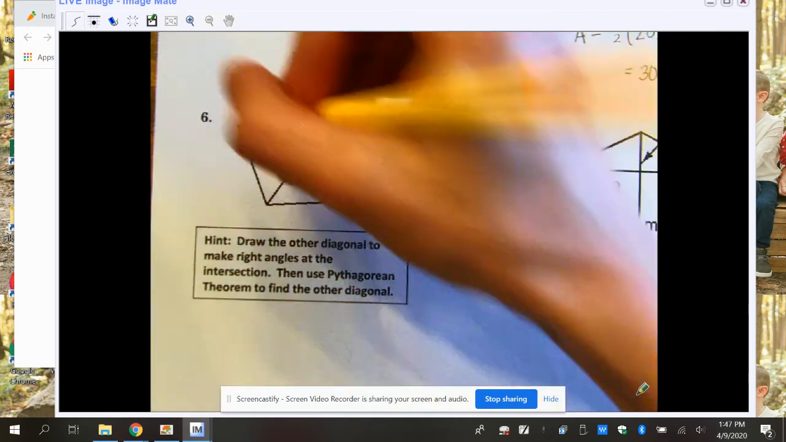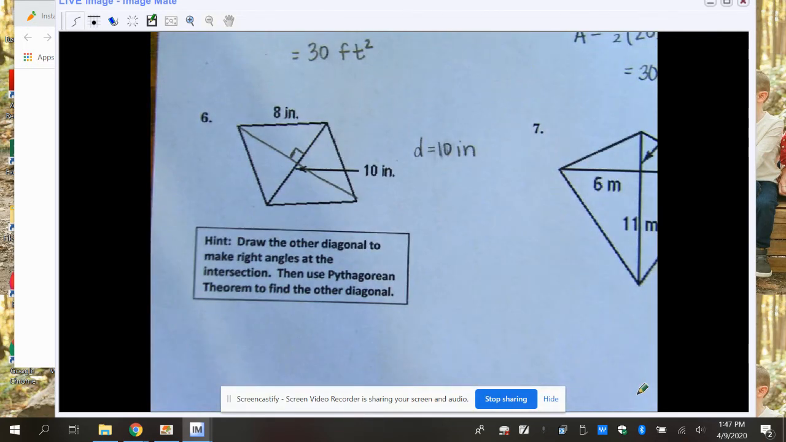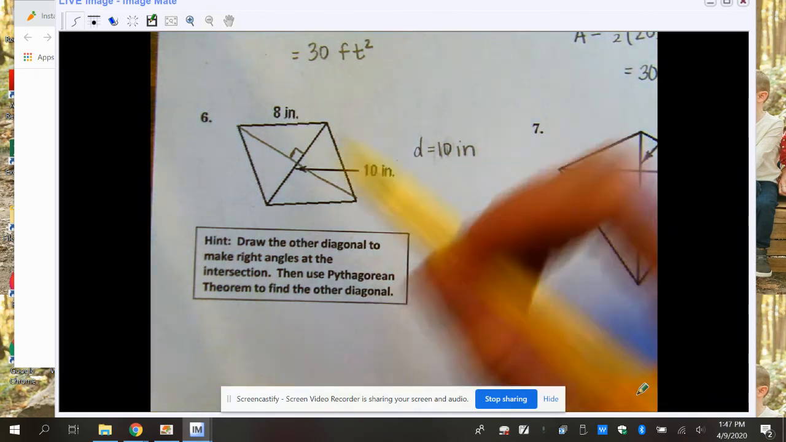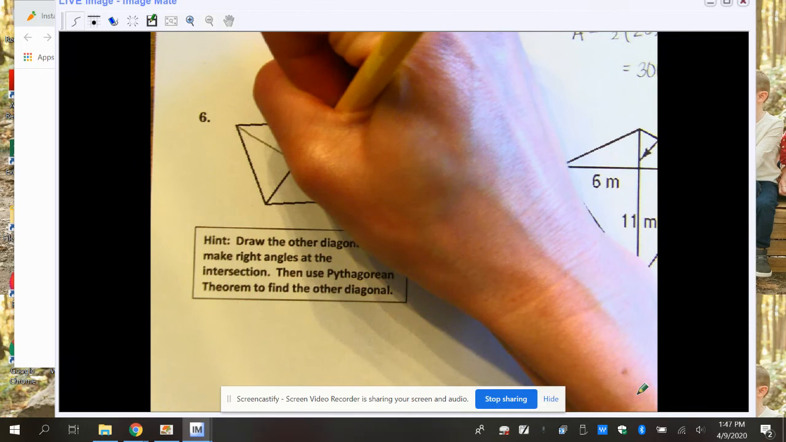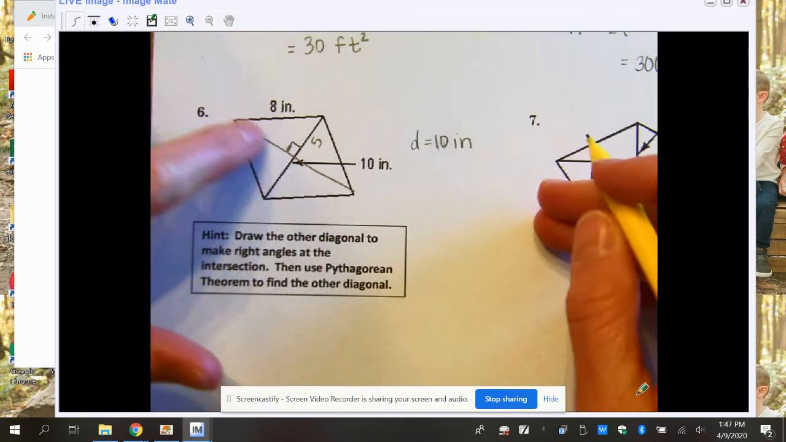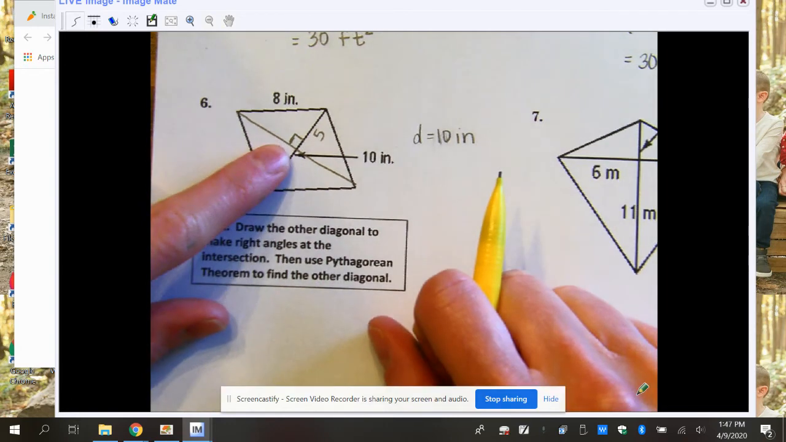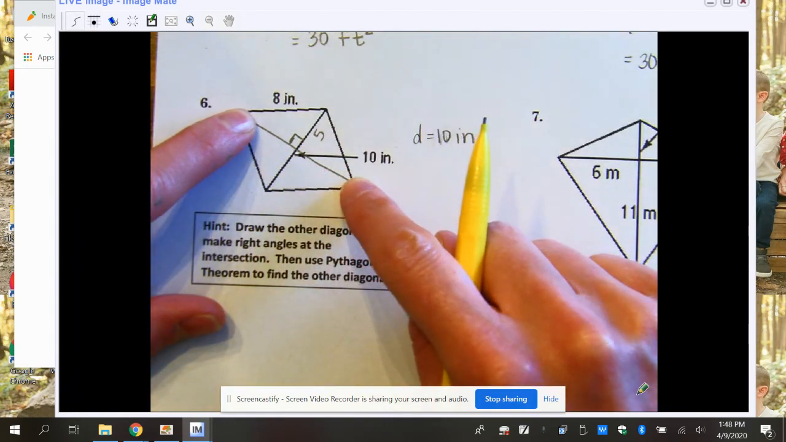So we know that the diagonals are perpendicular. We also know that they bisect each other. So if we are given that the whole length is 10, we can cut that in half to get 5. And so now I can use the Pythagorean theorem to find that piece. And then we'll multiply it by 2 to get the length of the whole thing.